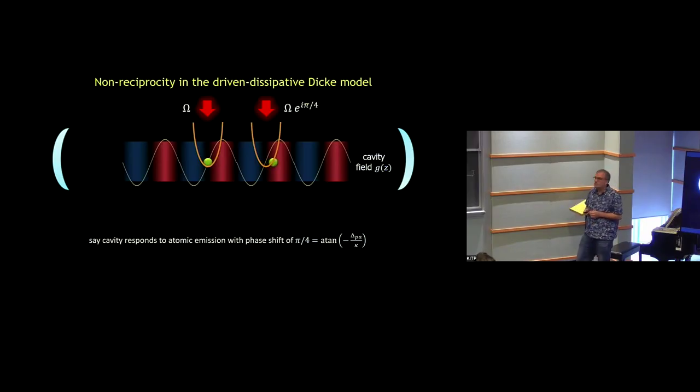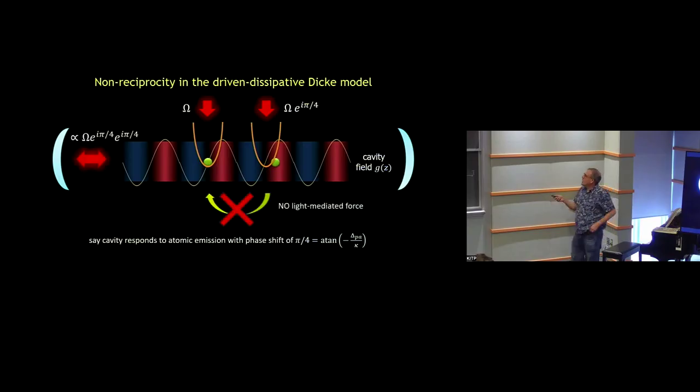But let's consider the opposite situation. Let's say it's this atom that moves. Okay, it populates the cavity with light that is now overall pi over 2 phase shifted with respect to this light. And now there's no longer any interference between these two light beams. There's no generated force on the second atom, and there's no communicated interaction. So we now have a perfectly non-reciprocal phonon transfer from one atom to another. And that turns out to be the origin of this non-reciprocity.